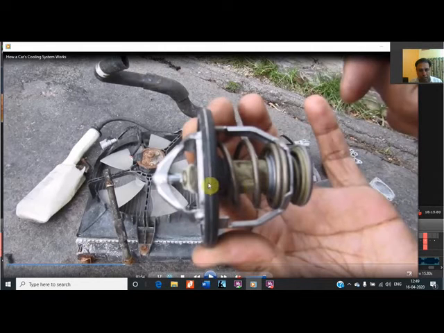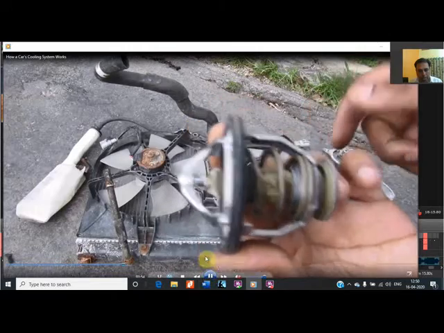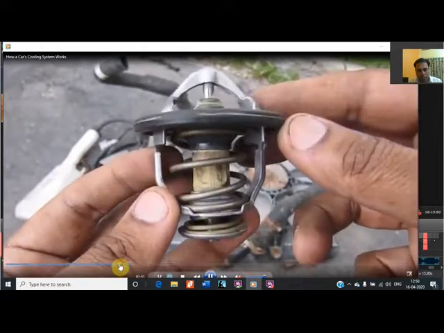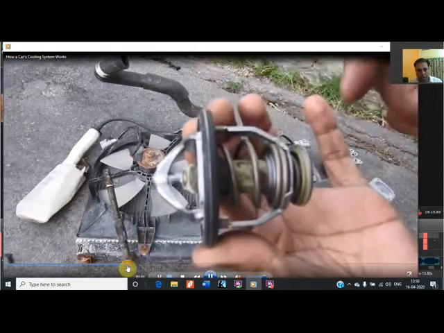The main feature of this thermostat valve is that it should operate at a certain temperature. The wax inside this casing melts, and as soon as the wax melts, this spring-loaded valve opens, and this melts at 82 degrees centigrade. It means that coolant will flow to the cylinder block when it is heated to a certain temperature, that is 82 degrees centigrade. Now it is shown over here that this is the location of the thermostat valve, and in the video you can see the location.